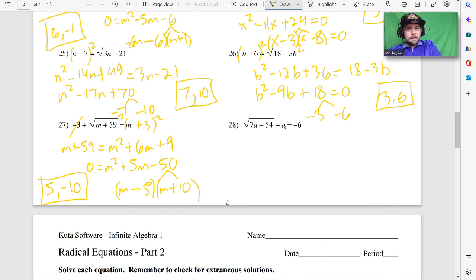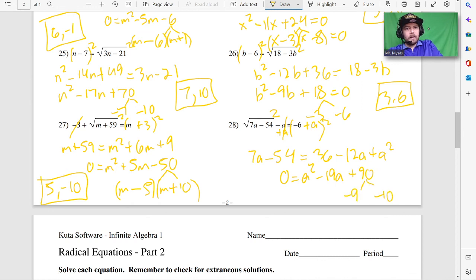And then last but not least, we would add a to both sides. So plus a to both sides. And then square it. Square it. 7a minus 54 is equal to 36 minus 12a plus a squared. Set it equal to 0. So then we'd rewrite it so that the a squared is in front. Subtract 7, so minus 19a. Add 54, so that's going to be 90. So that's 9 and 10. Minus minus, so our answers are going to be 9 and 10.